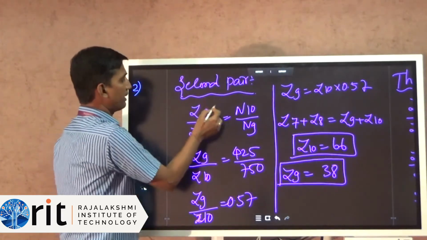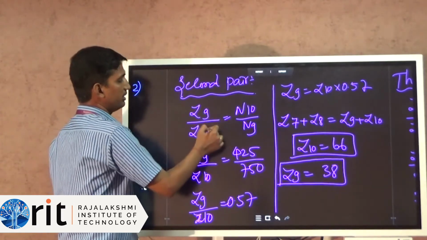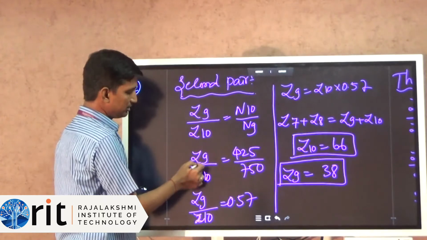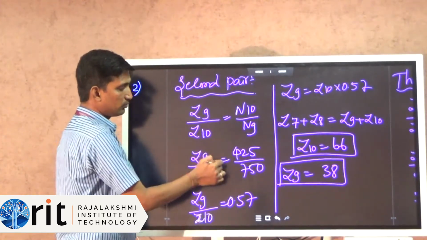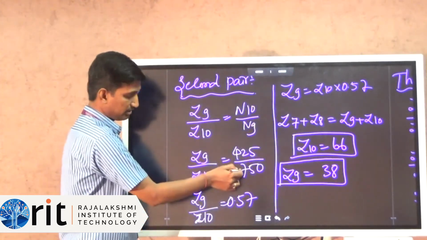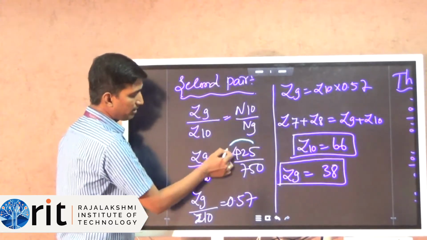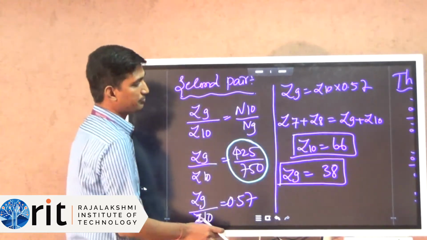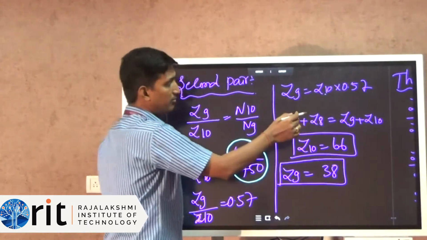Now the second pair, Z9 and Z10, is the second set. Correspondingly N10 RPM over N9 RPM. The speed of N10 is 425, and similarly N9 is 750. By dividing both the values I am getting 0.75. Now Z9 is equal to Z10 into 0.57.